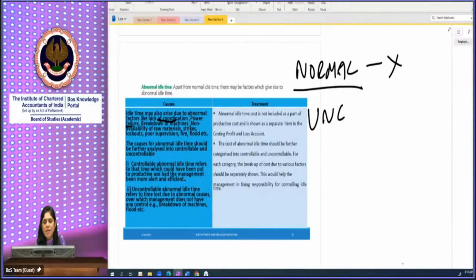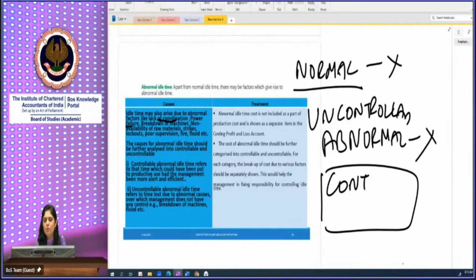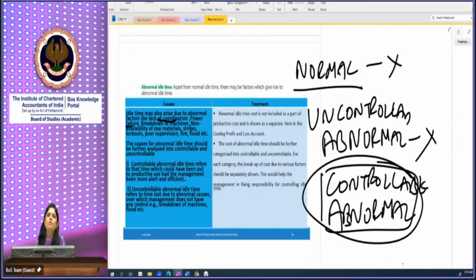And uncontrollable, the floods or the lockouts, uncontrollable abnormal idle time also you cannot control. But you can control controllable abnormal idle time. This can reduce the cost. So what can be controllable abnormal idle time? Management should be more efficient. There should be raw material availability. It should be there. So abnormal idle time is not included in the cost of production. It is shown in the costing profit or loss account.